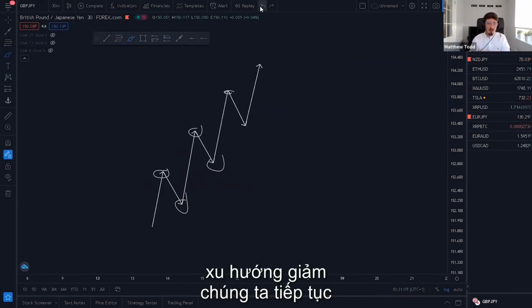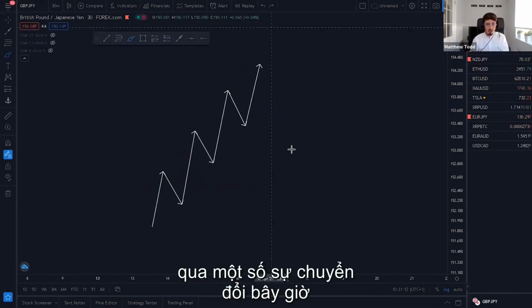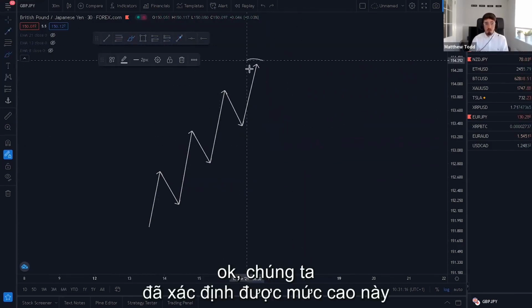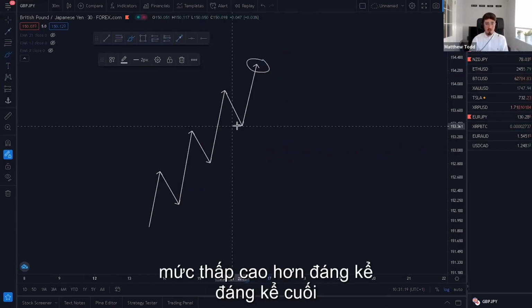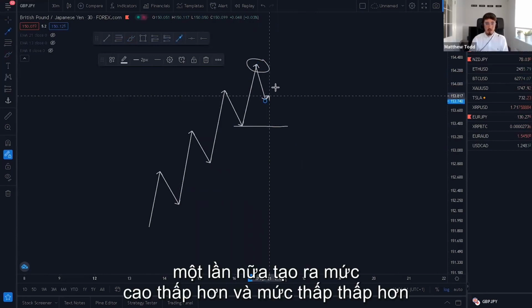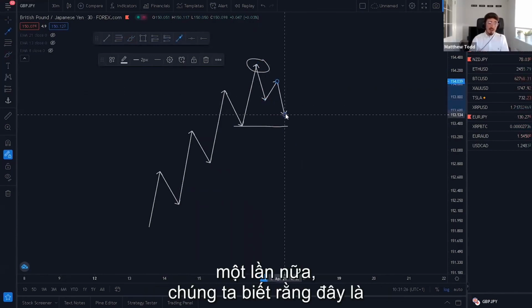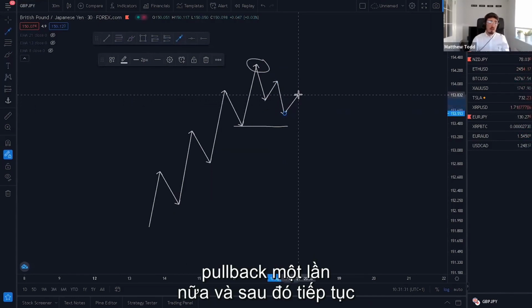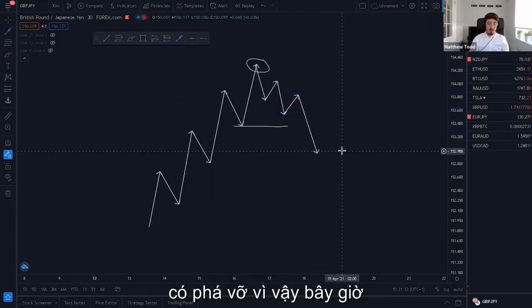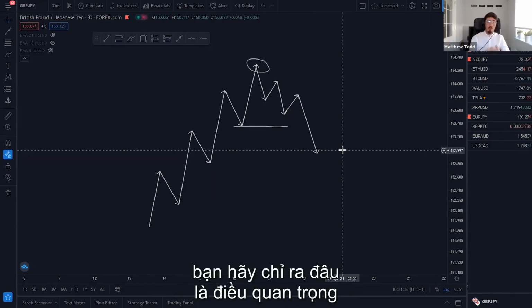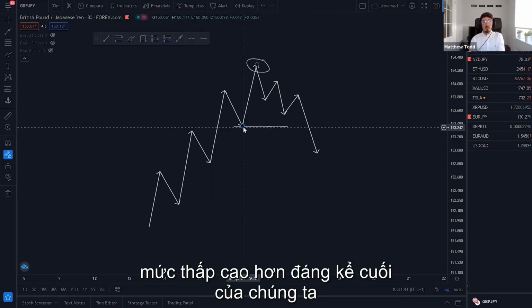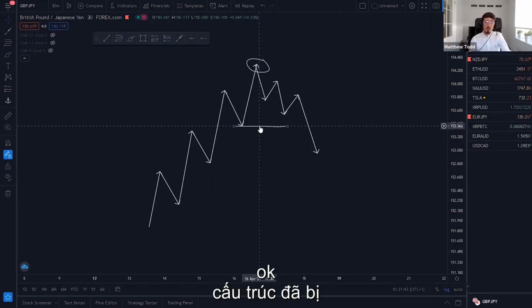I guess we don't need to do the downtrend, but we'll go through some transitions now just to walk through it. But again, as we've done, we've identified a high. There's your last significant high or low. Market pulls back, pulls back again, creates a lower high, lower low. Again, we know that this is completely irrelevant. All right, pulls back again. And then on this occasion, we start to break. So now this is the point where it's important because we've broken below our last significant high or low. All right, so that structure has now flipped.